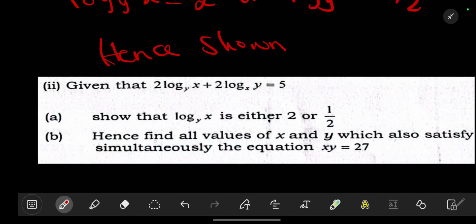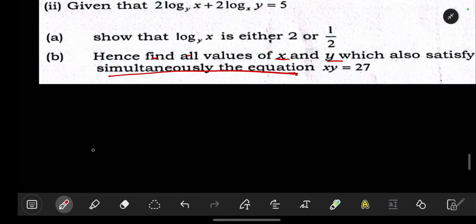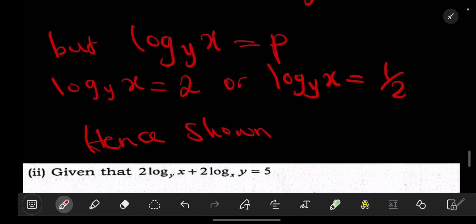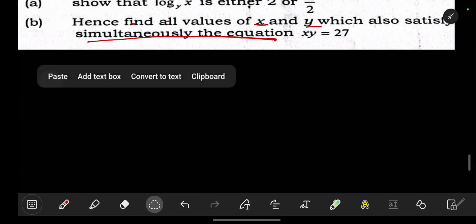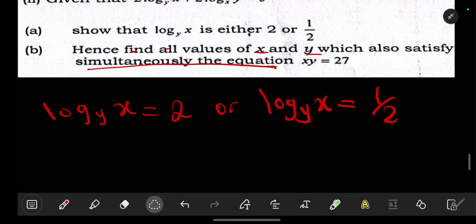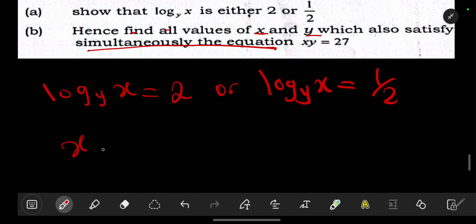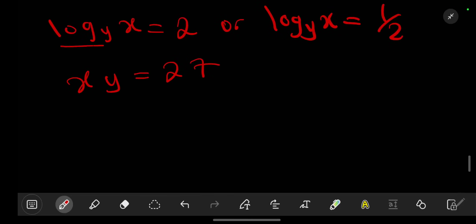So for the other part, it says hence find all the values of x and y which also satisfy the simultaneous equation xy is equal to 27. So what we are going to do, knowing this, is this. If we have this, we have xy should be equal to 27. So we are going to compare. So let's begin with this one.